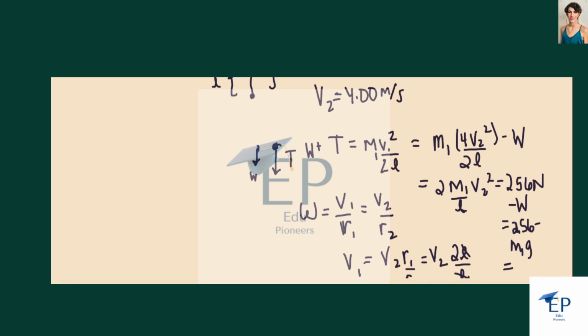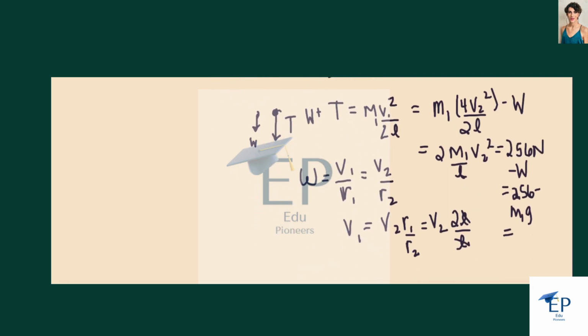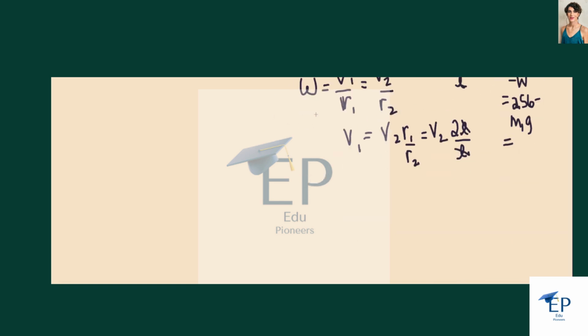So that's 256. Wishful thinking. I thought I didn't want to see the vertical word, so I missed it. Minus 4 times 9.81. So I got 217 newtons.